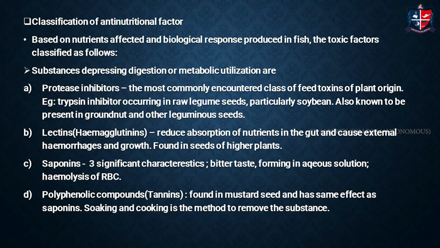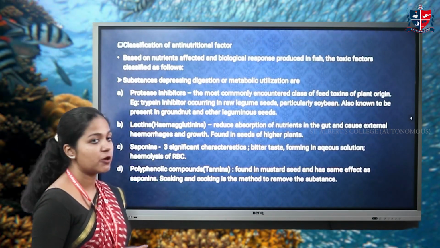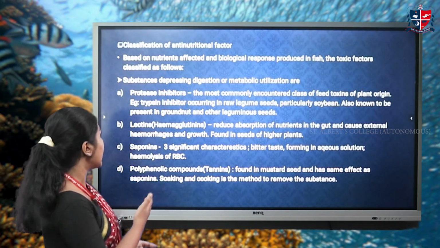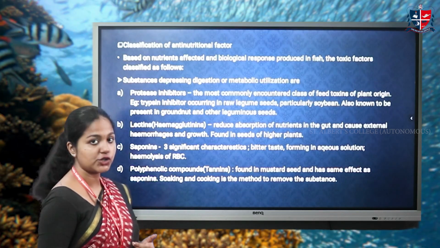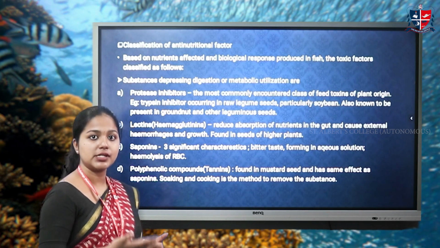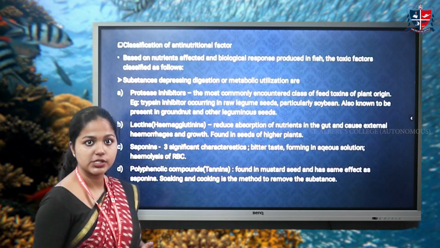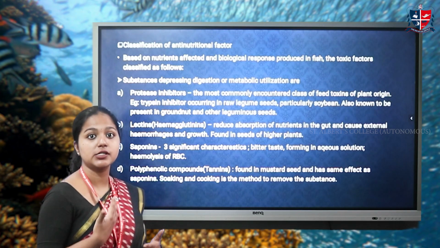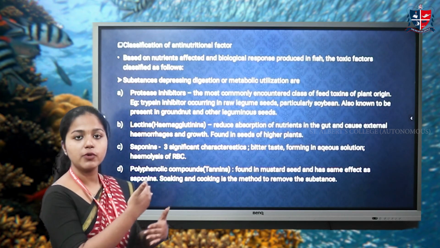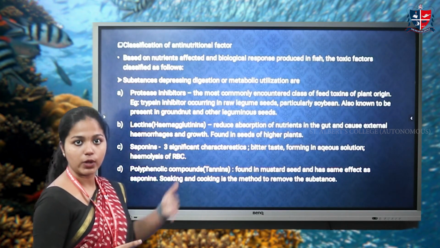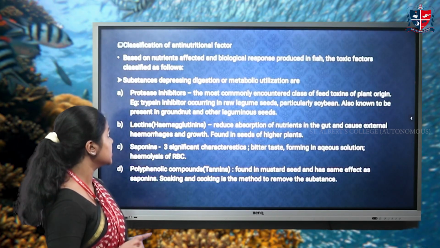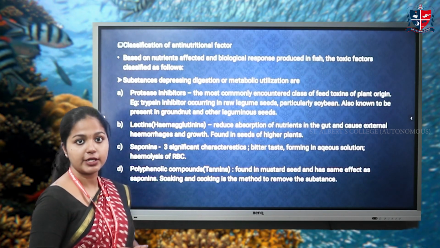And there is a classification based on the nutrients affected and the biological response produced in a fish. These can be substances depressing digestion or metabolic utilization, or substances which inactivate hormones, or substances which depress the solubility of nutrients and so on. So we will look at them one by one. So the first one is substances depressing digestion or metabolic utilization.